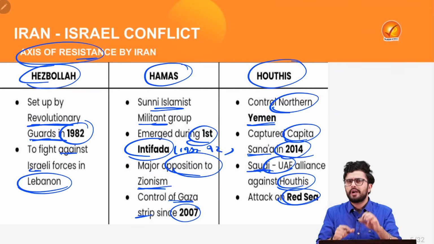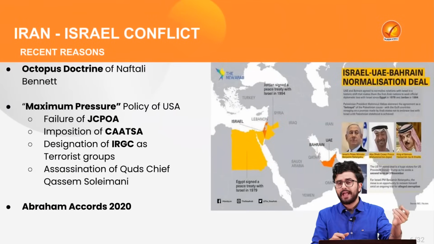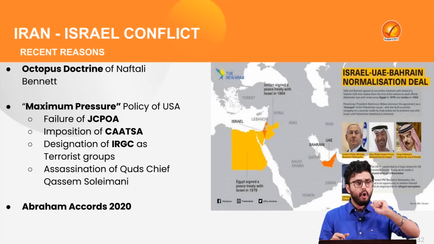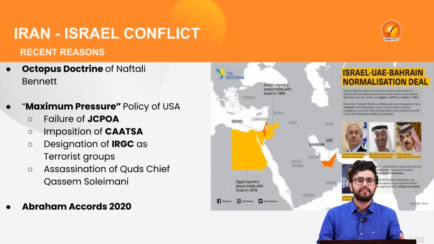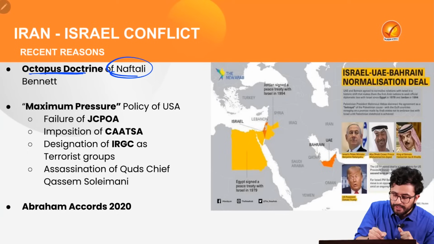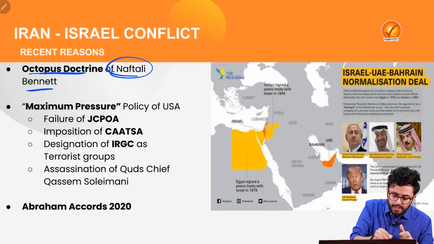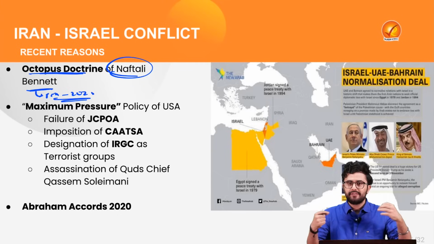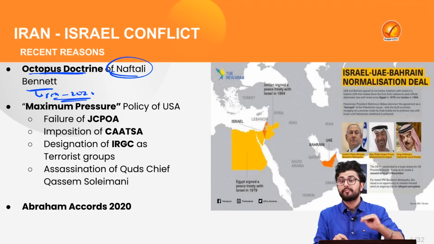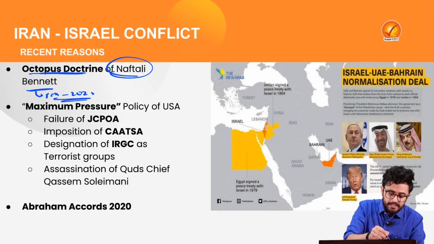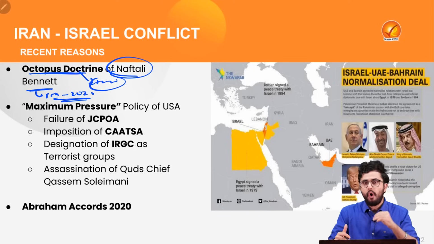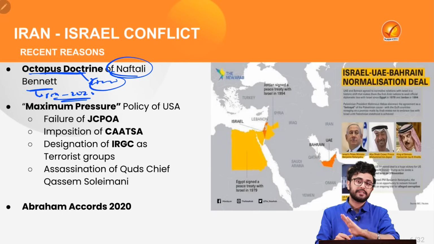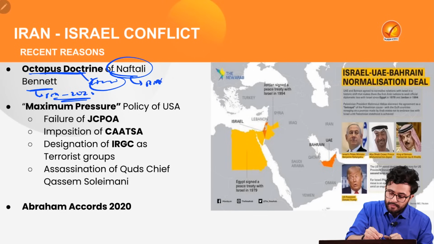Now, one may wonder what the causes are of the recent escalation of attacks by Iran, where it has gone into an all-out war on Israel even after severe geopolitical pressure. The first reason is the octopus doctrine of the former Israeli prime minister, Naftali Bennett, who was prime minister till 2022, where he stated that instead of attacking the tentacles or several military units, Israel shall aim to eliminate the head of the octopus, which is Iran. And this all-out attack policy has been followed by his successor and the current Prime Minister Benjamin Netanyahu as well.